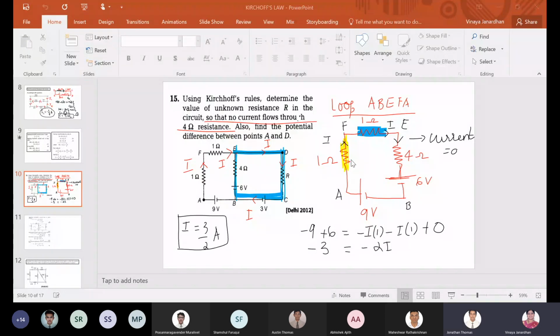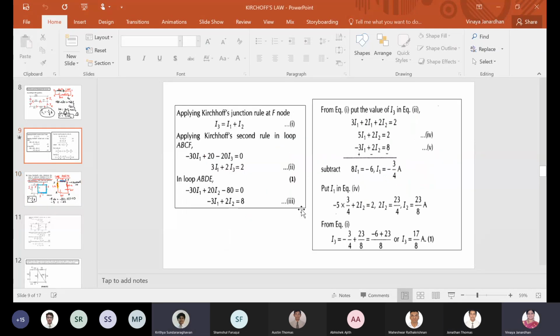Ma'am, we haven't done this question. No, we haven't done this. Did we start with this numerical at least? Or Kirchhoff's rule? Have I started any of the numerical in Kirchhoff's rule? No, you did one numerical before, but not this one. Okay, fine.